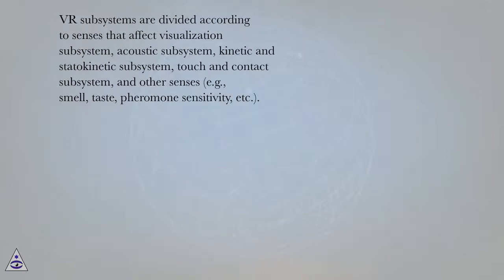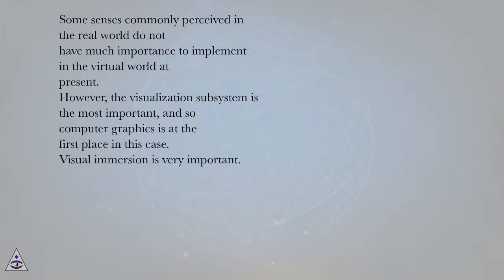VR subsystems are divided according to senses that affect: visualization subsystem, acoustic subsystem, kinetic and statokinetic subsystem, touch and contact subsystem, and other senses, for example, smell, taste, pheromone sensitivity, etc. Some senses commonly perceived in the real world do not have much importance to implement in the virtual world at present. However, the visualization subsystem is the most important, and so computer graphics is at the first place in this case. Visual immersion is very important.